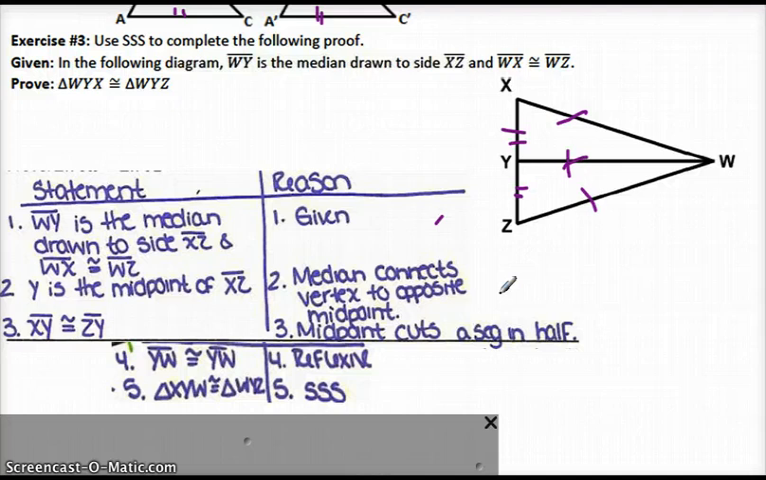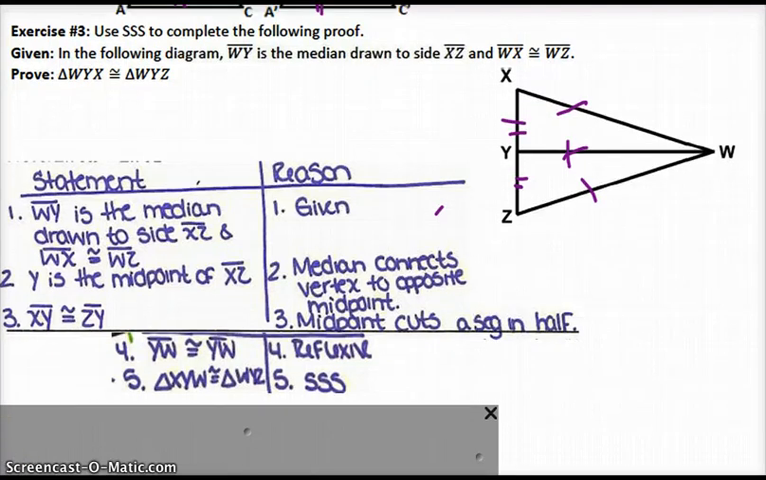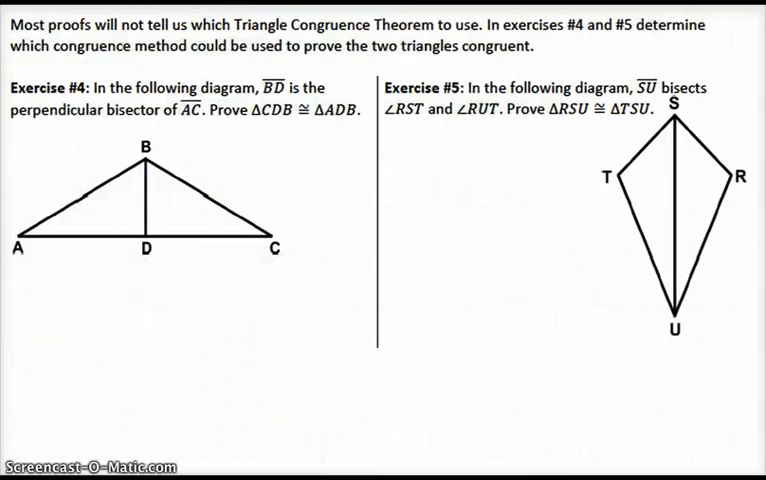So those are the first three types of triangle congruence that we're going to talk about. Now, there are other methods, and there is going to be a challenge sometimes. Most proofs will not tell us which triangle congruence they are going to use. In exercise number 4 and exercise number 5, we're just trying to decide which one we would use. So we're not going to actually prove these even though they're set up to be proved. If you want to try practicing proving them on your own, that's totally fine. But let's just look at what we have here for the first one.